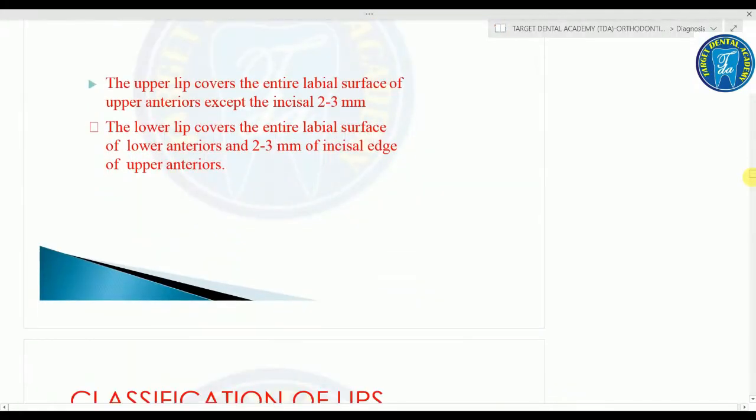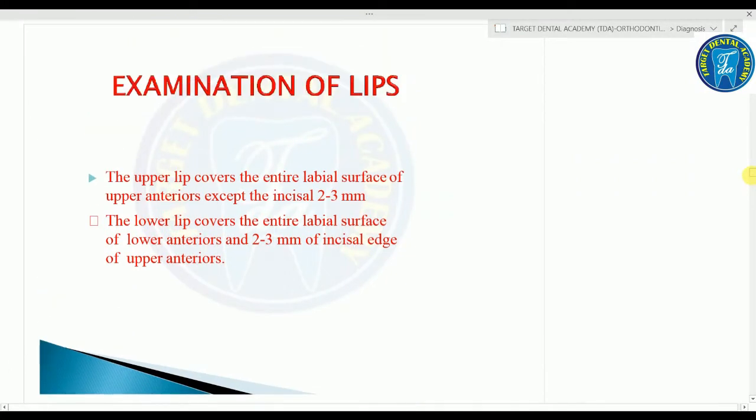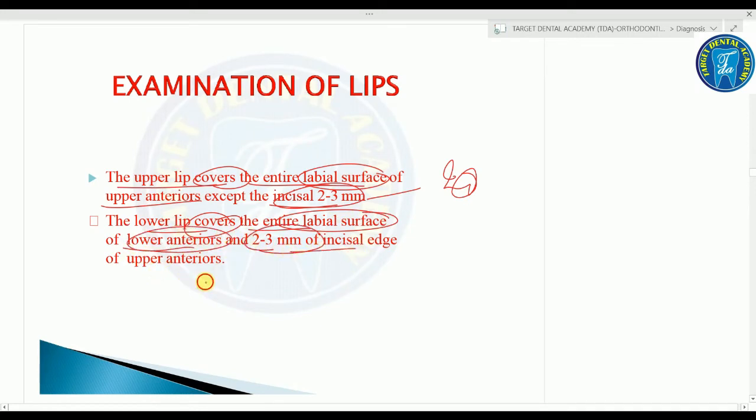So after this, next is the examination of the lips. In this, the upper lip covers the entire labial surface of the upper anteriors except for the incisal 2-3 mm. The lower lip covers the entire labial surface of the lower anteriors and 2-3 mm of the incisal edge of the upper anteriors. Important.